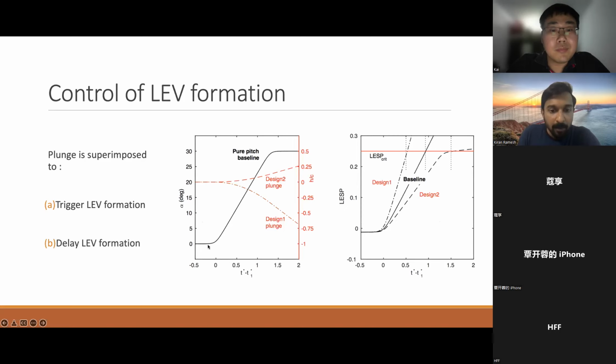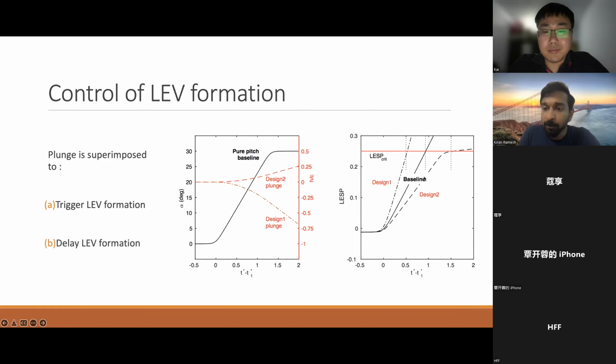So let's look at this first figure here. It shows angle of attack. So the black line shows the baseline pitch kinematics. We have the pitch kinematics going from 0 degrees up to 30 degrees angle of attack. And on the right, we have the LESP. And again, the solid black line shows the LESP for the baseline case. And we can see that the critical value is reached at around time equals 1, right? So for this baseline case, the leading edge vortex formation happens at time equals 1.